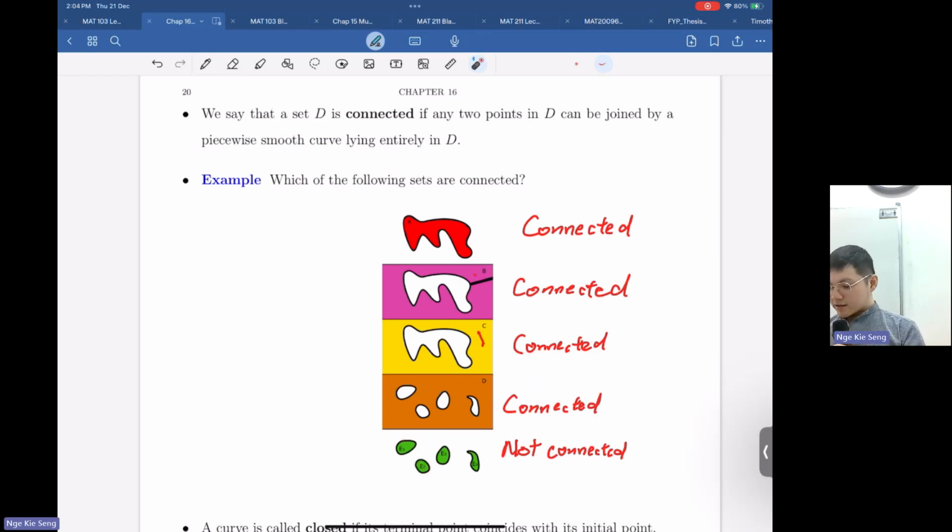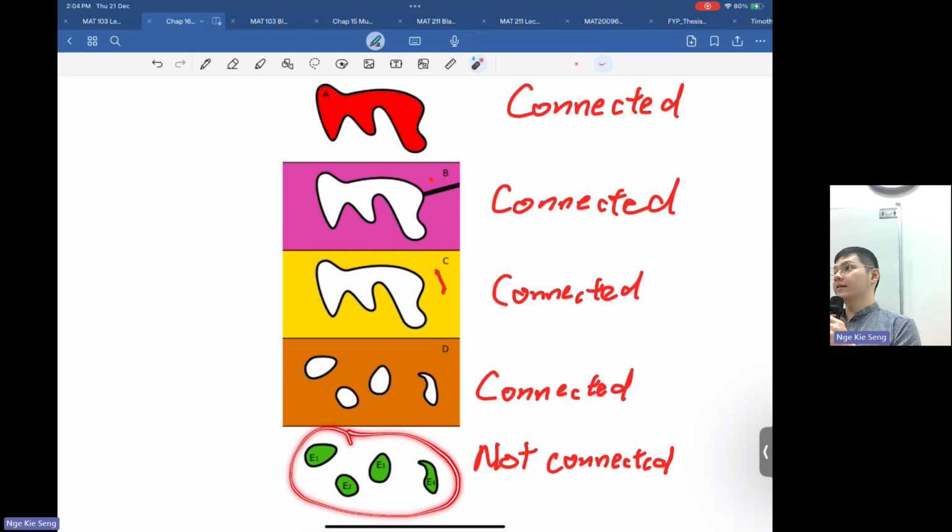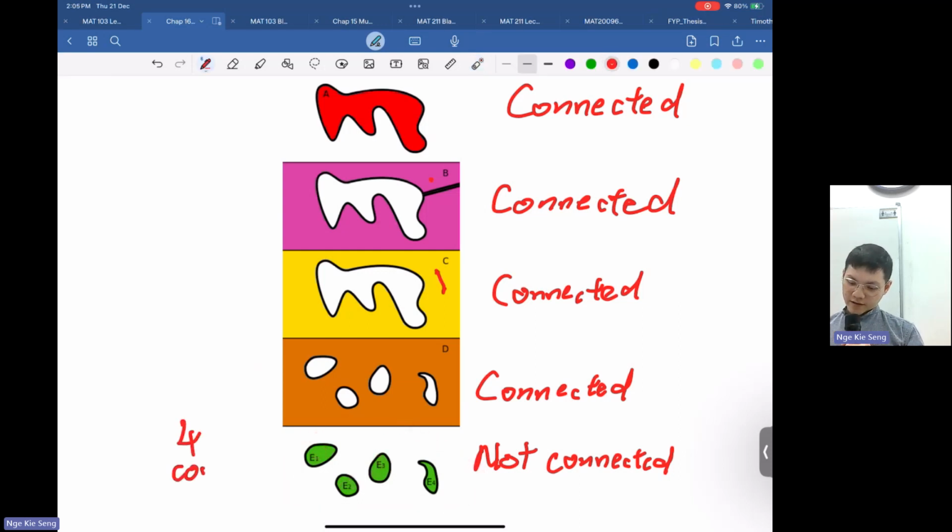And this E1, E2, E3, E4 is what we call the connected components. So there are 4 connected components here. Because within E1, it is connected. Within E2, it is connected. Within E3, it is connected. So we will say that here there are 4 connected components.